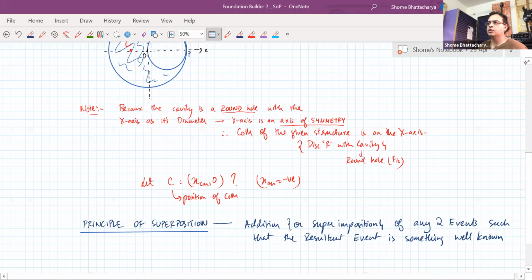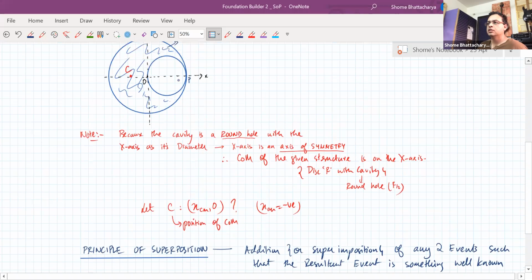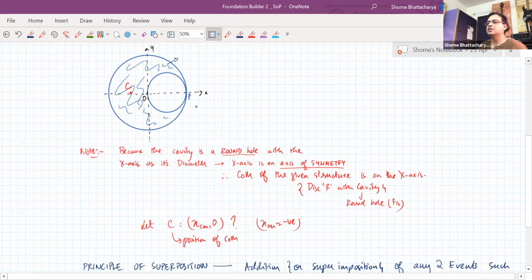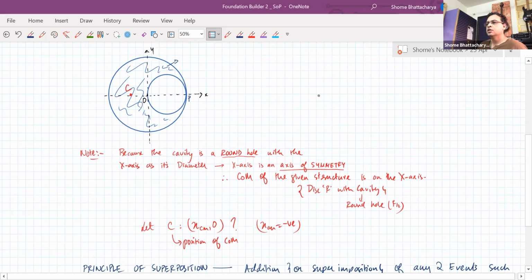One is the mass which is given to us, which looks like this on top. The other is, imagine the cavity I have cut is a disc of radius r/2, a smaller disc. If I place that disc back over here from where I cut it out, I am superimposing the given mass, the blue shaded portion, with the mass I have cut out. What is the resultant? The resultant is the full disk. So the resultant is a very well-known event. For the full disk, I know its center of mass will be at O.